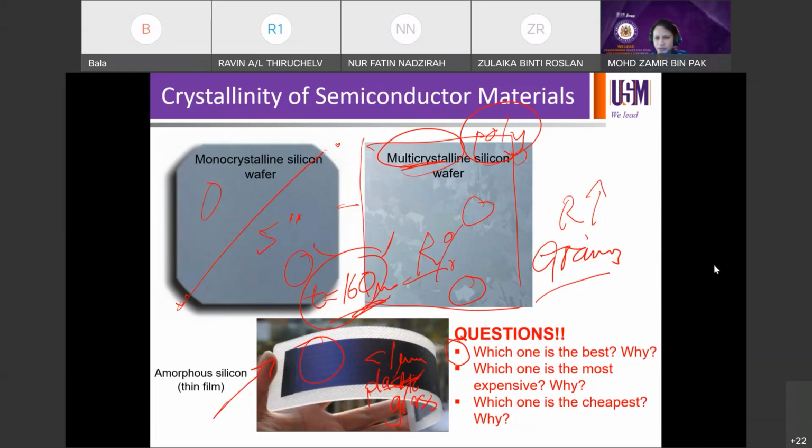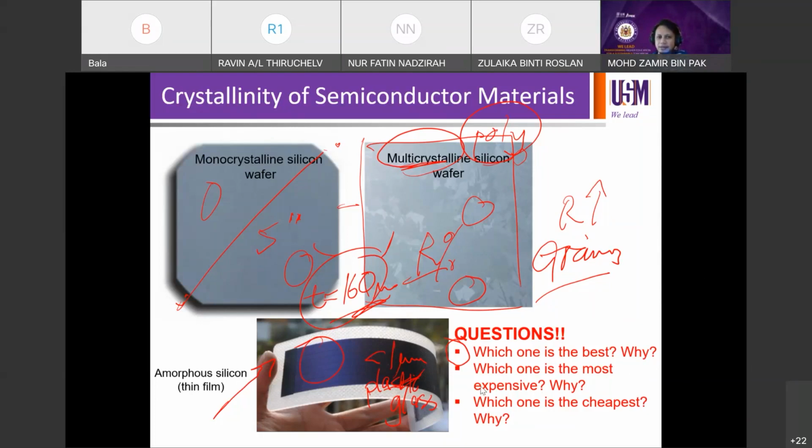Come on, let's finish in a few more minutes. Najia, Nasir. Najia, which one do you think is the most expensive one? Any idea, Najia? Or Putri Nor Alia? Alia? Would you like to share what you think?